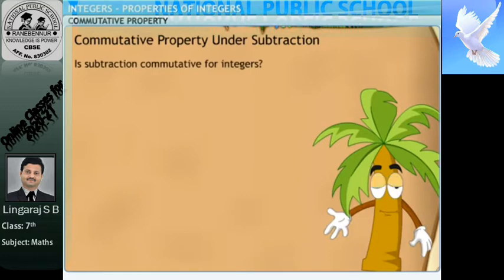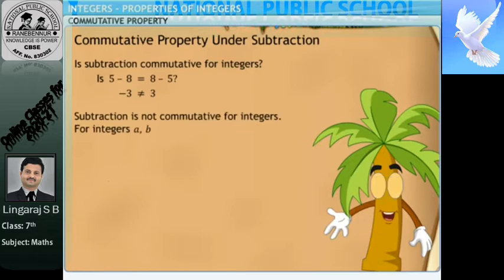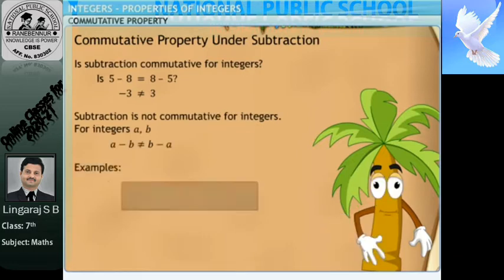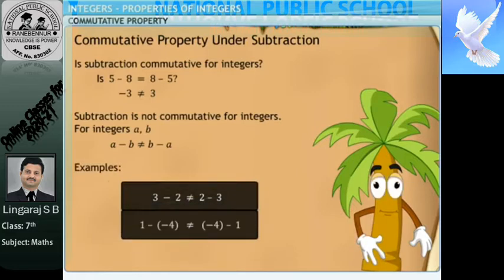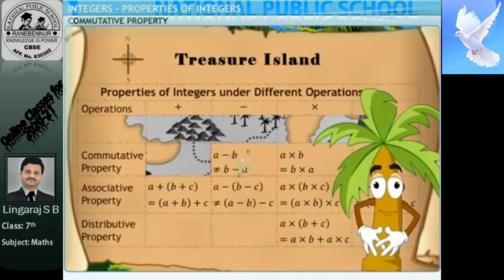Let's check if subtraction is commutative for integers. As you can see, 5 minus 8 is not equal to 8 minus 5. Therefore, subtraction is not commutative for integers. We have two more to go.